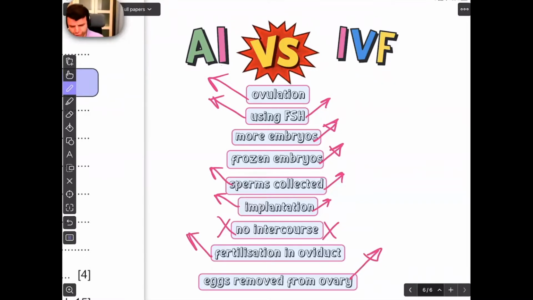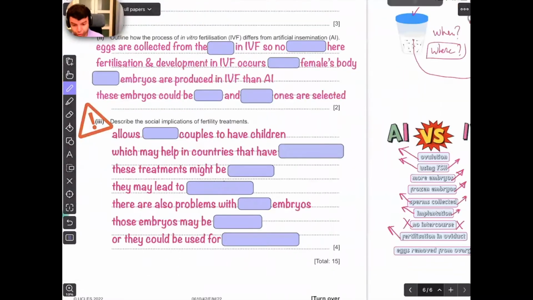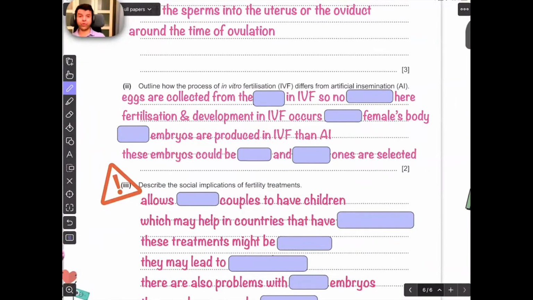So again, I need to choose two differences here between the two methods. So first, I'll say egg cells are collected from the ovary in IVF. So there is no ovulation here. Fertilization and development in IVF, where does it occur? It occurs in the clinic. It doesn't occur in the uterus, okay?